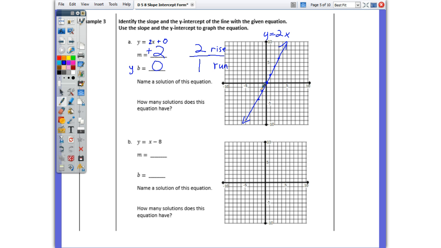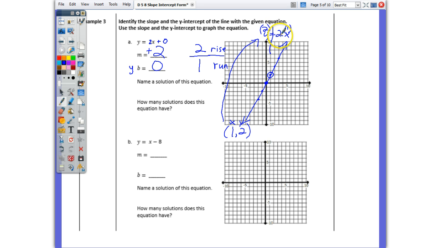Which one do you guys want to use? 1 and positive 2? Okay, so that means your ordered pair is 1 and 2, right? Here's my x, this is my y. So if I put that into this equation, I put the 1 in for the x, the 2 in for the y. Does that work?